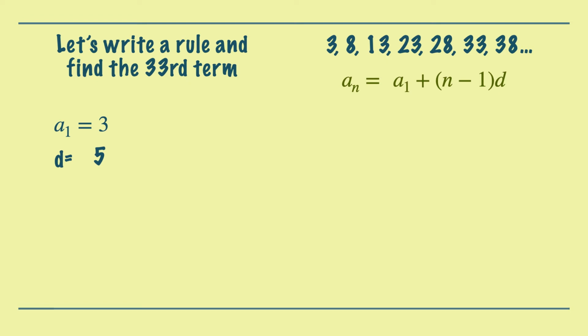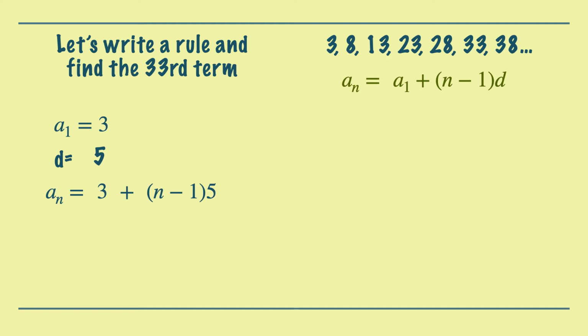All right, so now I want to write the rule. I'm not done yet. I haven't written the rule. All I've done is I've written a general rule, a generic rule, to find the term of any sequence. So now I'm going to replace a sub 1 with 3 and d with 5. Okay? So you might think that you're done, but when you have to write the rule, it could be written like this. And if you were given multiple choice, yes, this could be the rule.